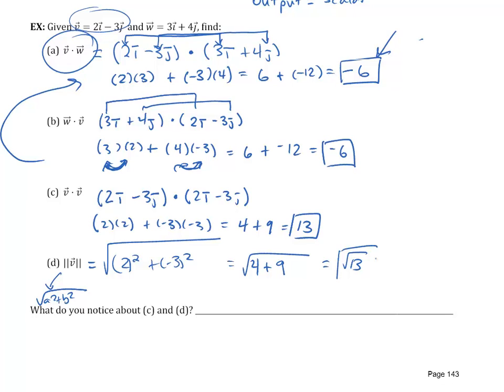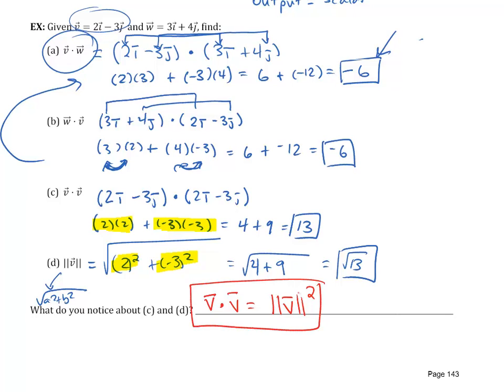And in looking at these two, what do I notice about these? Well, I notice, and I'll highlight this, the 2 times 2 is this 2 squared right here, and this negative 3 times negative 3 is negative 3 squared. One thing that we can say is that v dotted with itself is the same thing as the magnitude of v, but without the square root, so put a square there. There's a relationship between the dot product of a vector with itself and its magnitude.